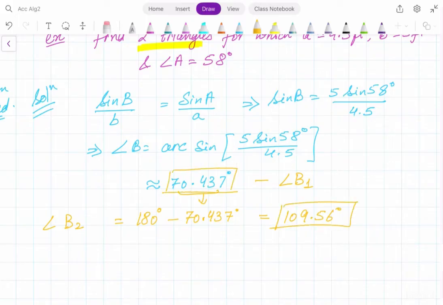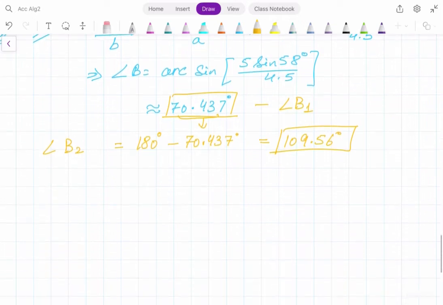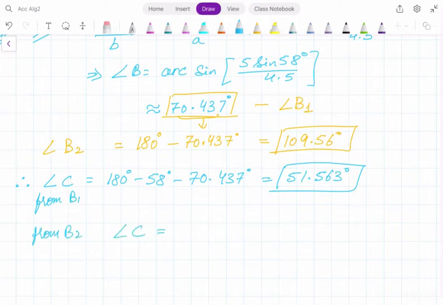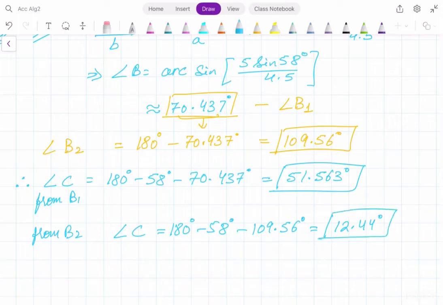109.56 degrees. So based on angle B1 and angle B2, I can calculate what could be angle C. Angle C, when we are talking about B1, will be 51.563 degrees. If we are taking B2 into consideration, then angle C will be 12.44 degrees.